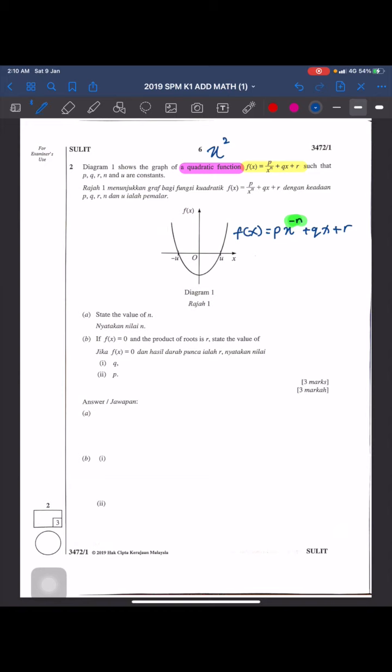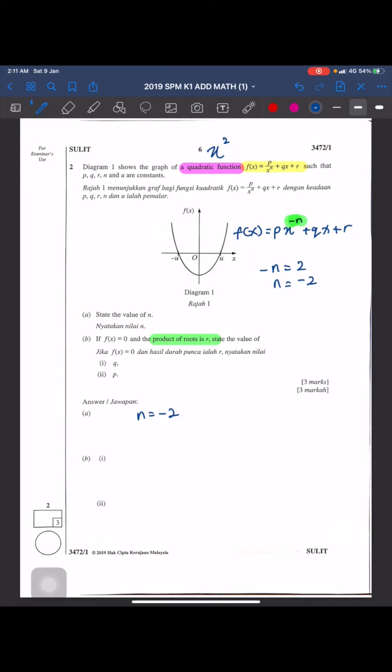Okay, so saya boleh tulis, okay, so negative n is equals to 2. So n is equals to negative 2. Okay, so the first question, jawapan dia n is equals to negative 2. Okay, proceed to the next B. Okay, if fx equals to 0 and the product of roots is r, state the value of q and p. Okay, so di sini dia ada bagi product of roots.